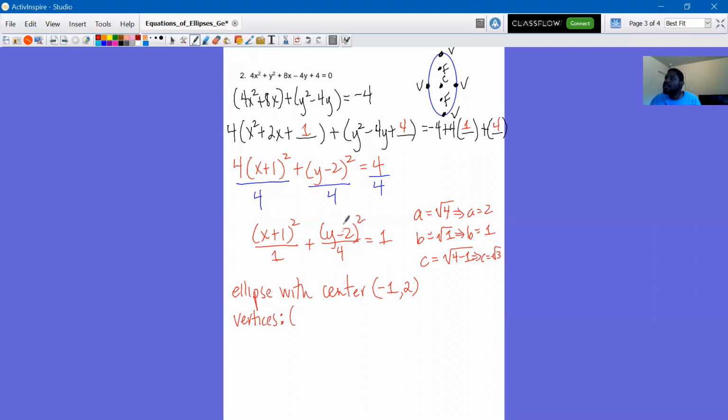So what I want to do, because it's stretched a certain way, I have to be careful how I handle A and B. So first I'm going to add B to the x coordinate of the center, so that gives me 0, 2. And then subtract B from the center, which is -2, 2. And then add A to the y coordinate of the center, which is -1, 4. And then subtract A from the y coordinate of the center, which is -1, 0.